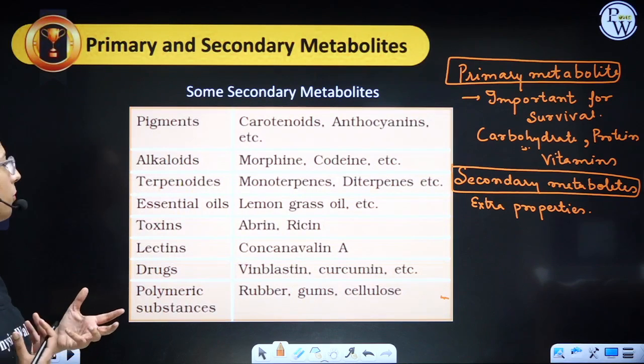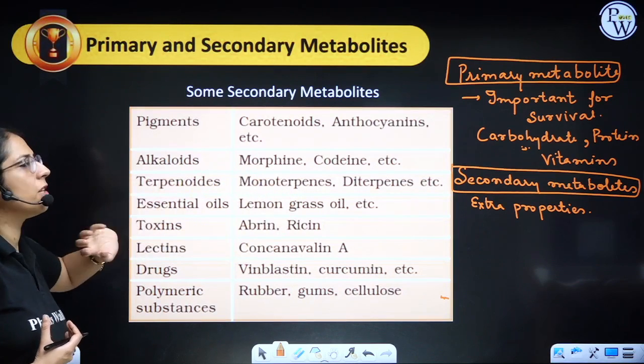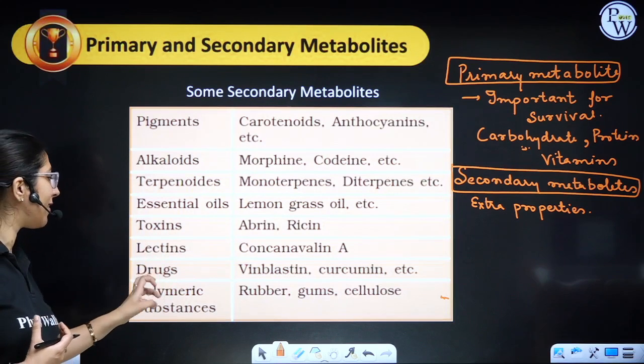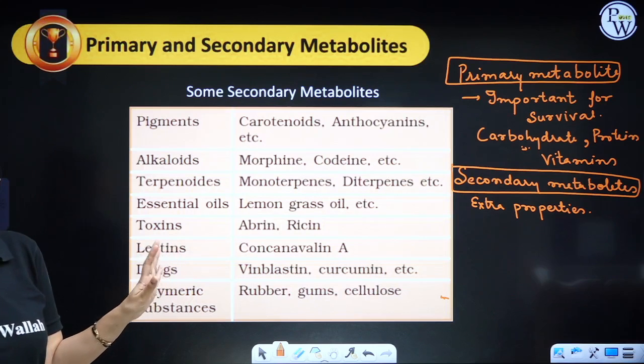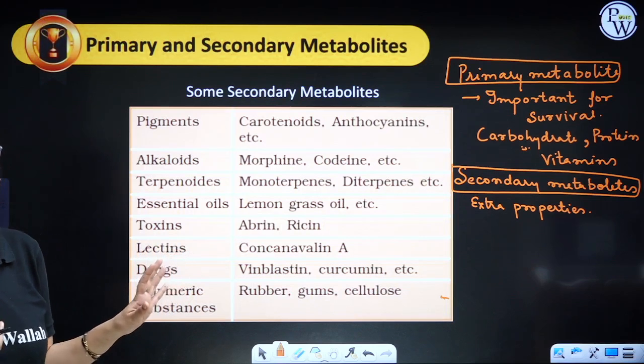They are the secondary metabolites. Terpenoids, monoterpenes and diterpenes. We have essential oils, for example, lemongrass oil. The toxins, abrin and ricin. Lectins are there, drugs and polymeric substances. So these are the substances which are produced basically by the plants, and they provide extra properties.